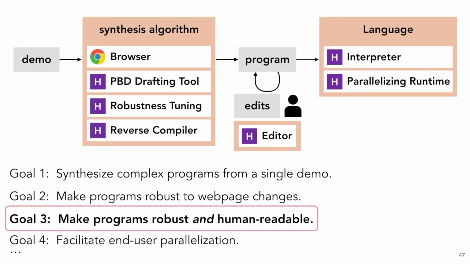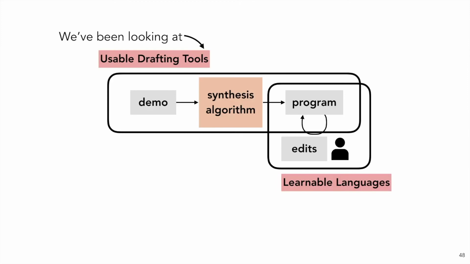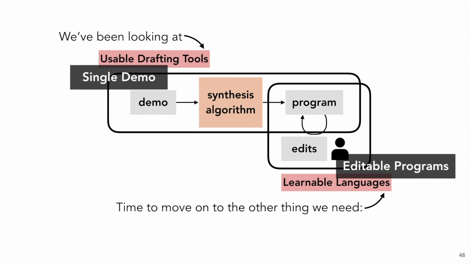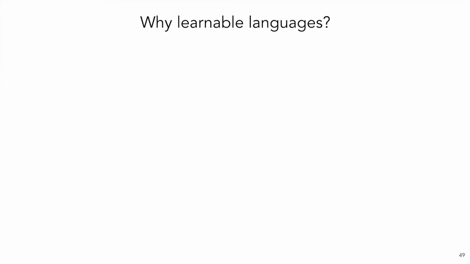Okay, this brings us to how can we make programs both robust and human readable? We talked about usable drafting tools. Let's go ahead and move on to learnable languages. And remember, these map cleanly onto the two things that our users said they needed, so single demonstration and editable programs. Let's talk briefly about why learnable languages.